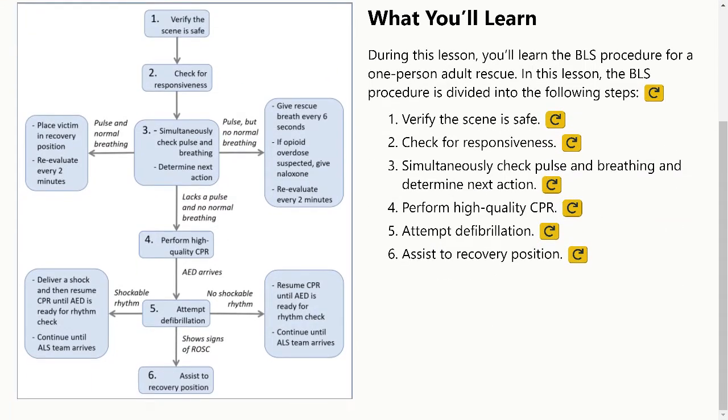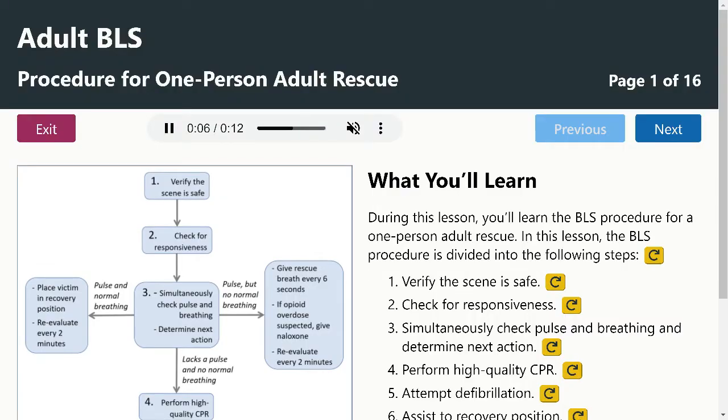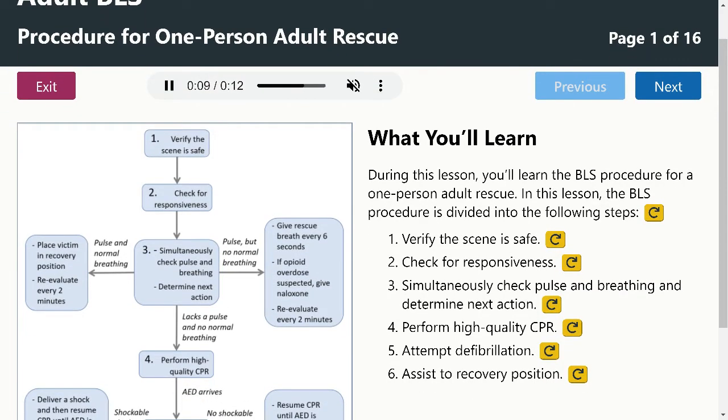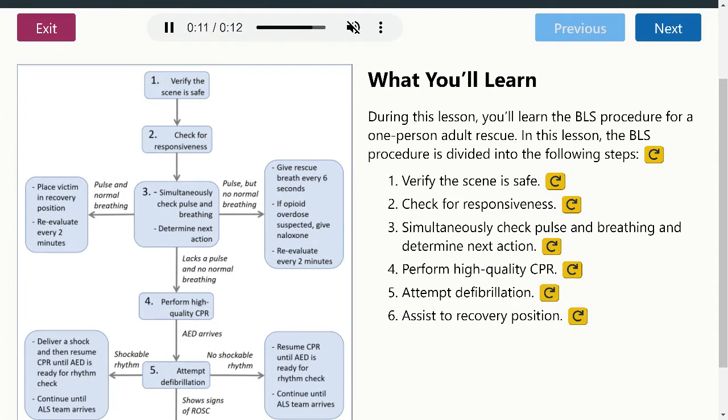All right, so this is the thing that I gave y'all. This is the little BLS flow chart. So like I told y'all, the first thing you're gonna do is verify the scene. So you're gonna make sure the scene is safe. Then you're gonna check for responsiveness.